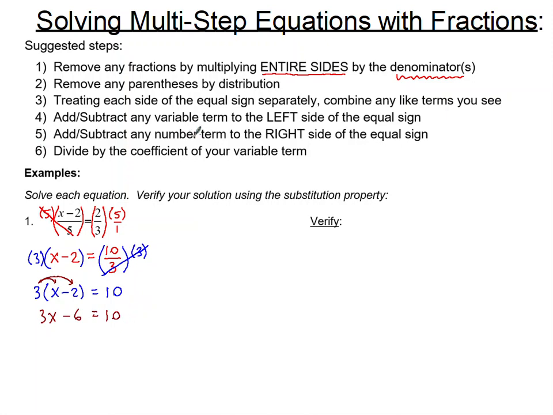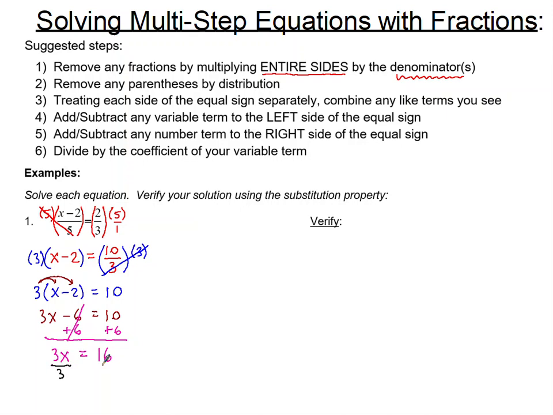I'm going to move my number term from the left side to the right side. Since it's negative 6 right now, I'm going to put a positive 6 underneath it. I'm going to have to do that to both sides. I draw my nice neat line and cross out those terms to 0, and I have 3x is equal to 16. My final step is to divide by my coefficient.